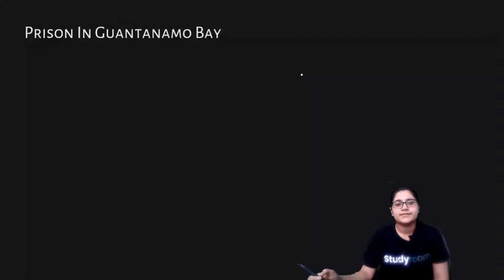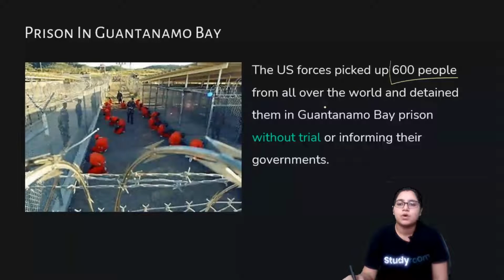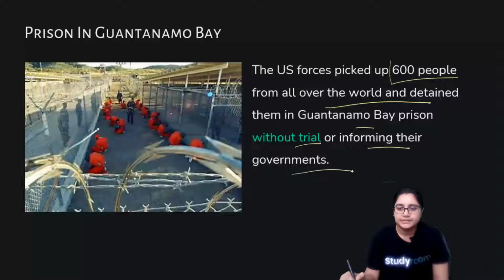So the first case study is a prison in Guantanamo Bay. The US forces picked up 600 people from all over the world and detained them in Guantanamo Bay prison without trial or informing their governments. Guantanamo Bay Detention Camp is a United States military prison located within Guantanamo Bay Naval Base in Cuba.